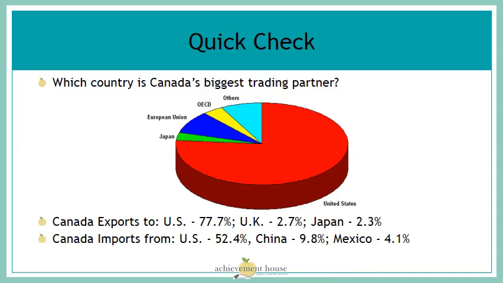Check out this graph. Which country is Canada's biggest trading partner? Highlighted in red is the United States. We've got the biggest piece of the pie. Canada exports 77% of its goods to the United States, and imports over 50% of its items from the United States.